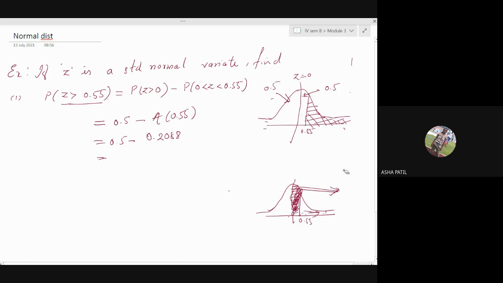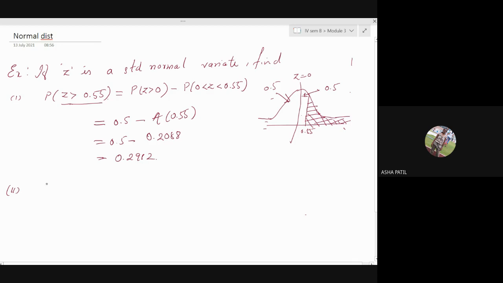That gives you the area, probability that Z is greater than 0.55. How much it is? 0.2912. So this is it.